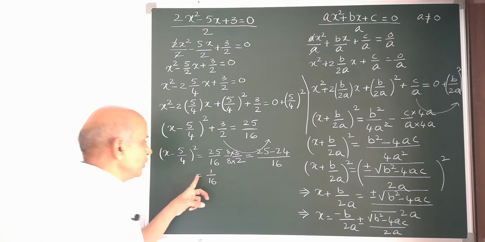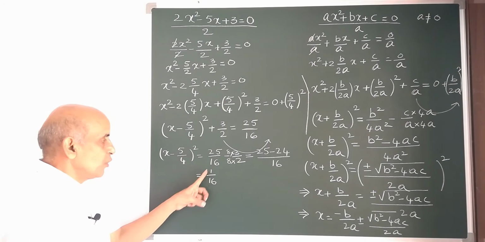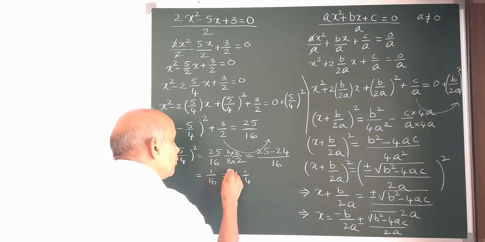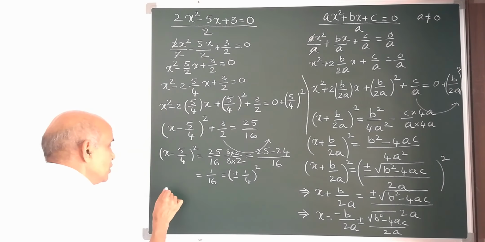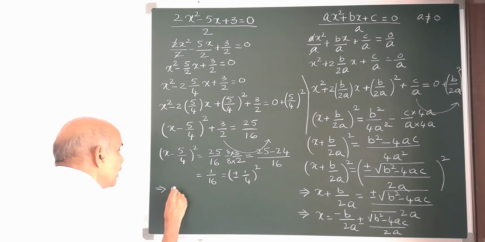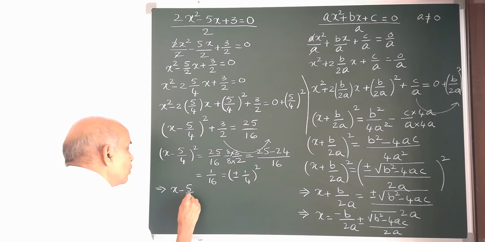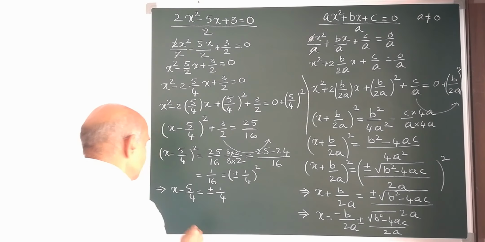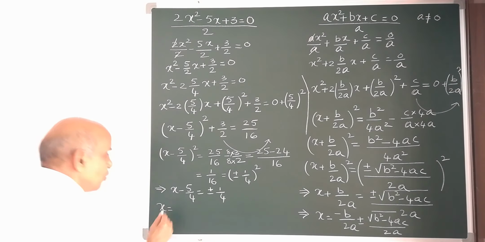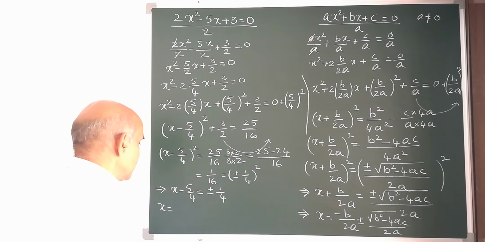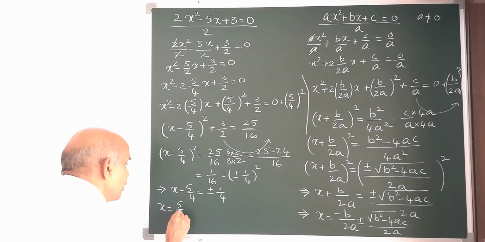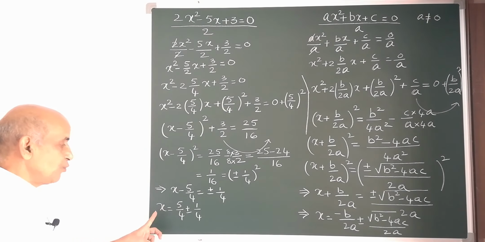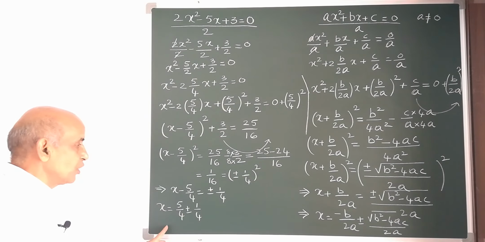Now let us see what is happening to our numerical example. So this 1 by 16 is written as plus or minus 1 by 4 whole square. So this implies x minus 5 by 4 is equal to plus or minus 1 by 4. Which implies x is equal to this 5 by 4, when you transfer that side, it becomes plus 5 by 4 plus or minus 1 by 4. Now with plus you get one value for x, with minus you get one value for x.